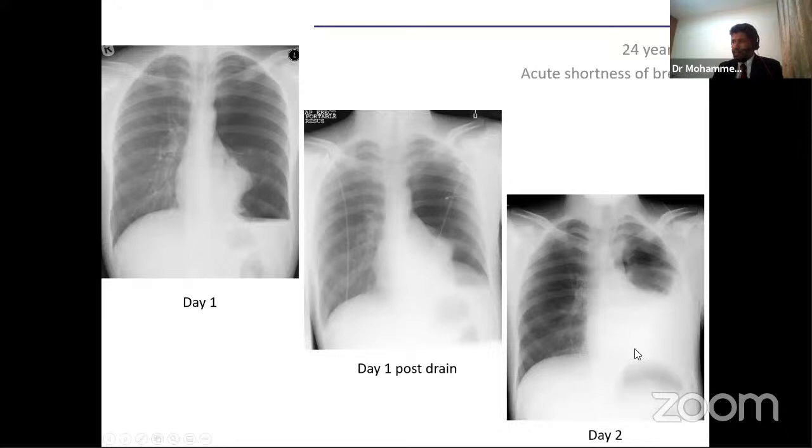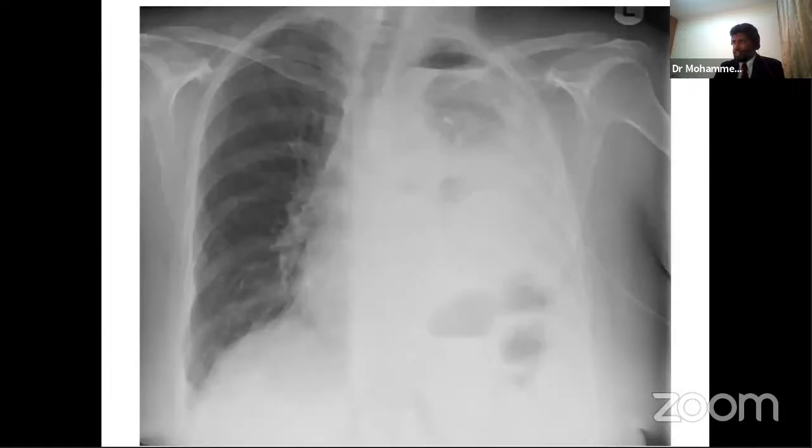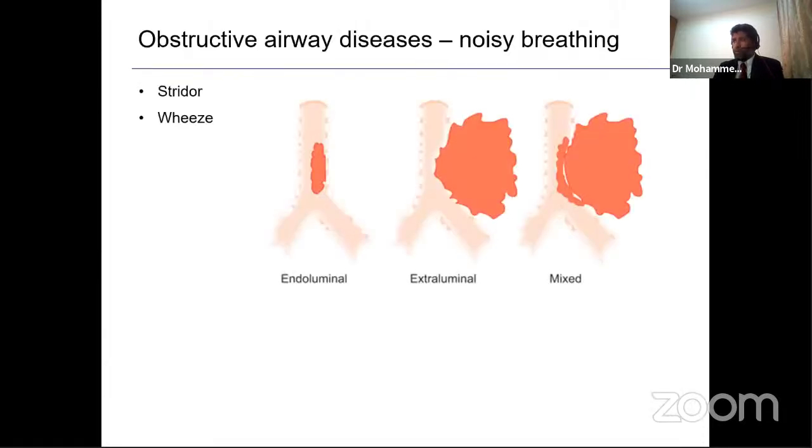On day 2, this fluid started to increase in size. Anything that rapidly changes, we need to start thinking, is it infected or is it something else? This turned out to be bleeding within the left hemithorax. The patient went on to have VATS that didn't show any bleeding point, but this is just a potential complication of pleural interventions. When we are talking about obstructive airway diseases, we have got endoluminal problems, extraluminal, and mixed.